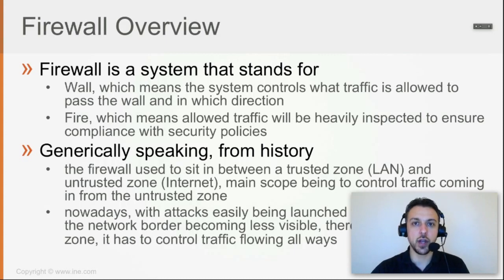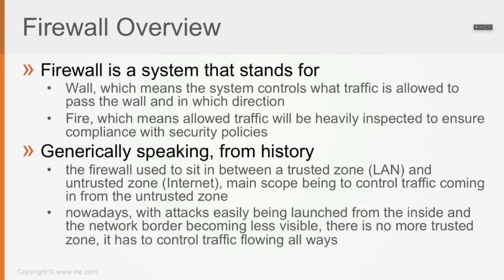It's pretty much everywhere. So with the range of attacks being launched from the inside, and with the fact that the network became borderless a long time ago, it means there's no more trusted zone. We have to control traffic flowing all ways: both from the LAN side to the internet, and of course from the internet to the LAN side.